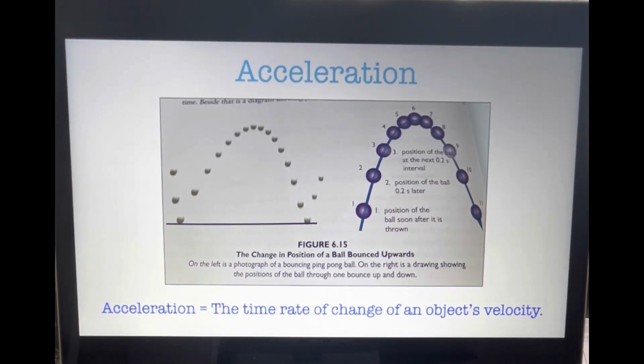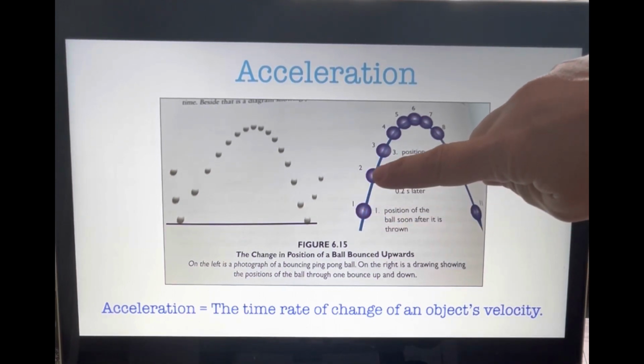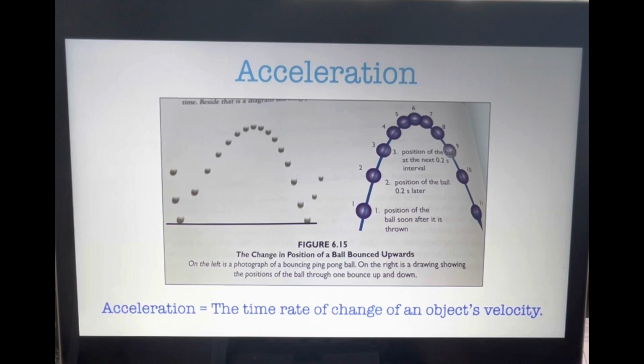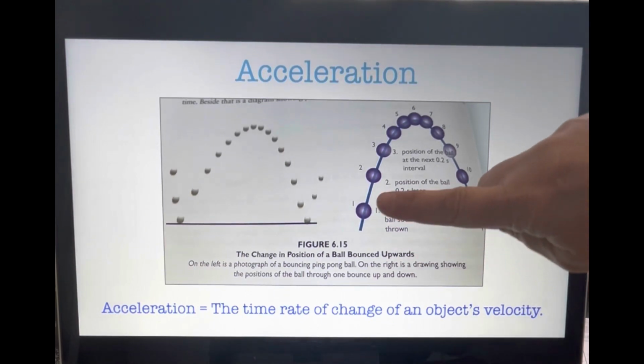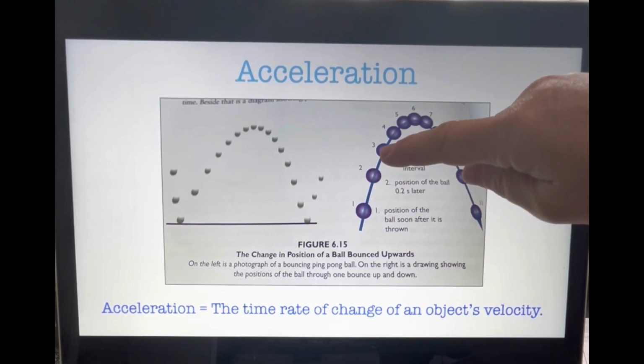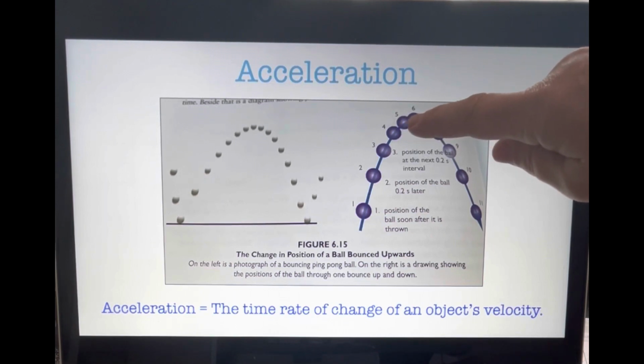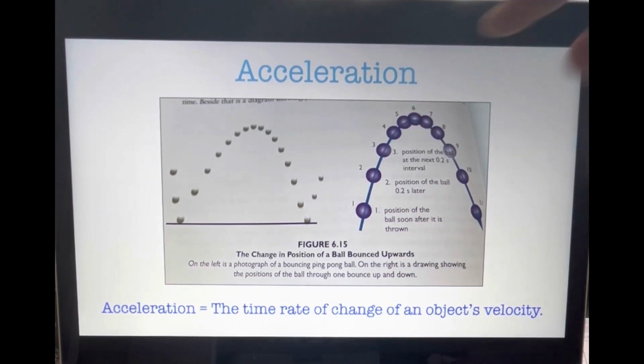The next image represents where the ball would be 0.2 seconds later. So it would have traveled here in 0.2 seconds. The next one is drawn at the position it would occupy 0.2 seconds after that, and so on. So from here to here was 0.2 seconds, from here to here was 0.2 seconds, and so on. Each image of the ball in the drawing represents the position of the ball in 0.2 second intervals.